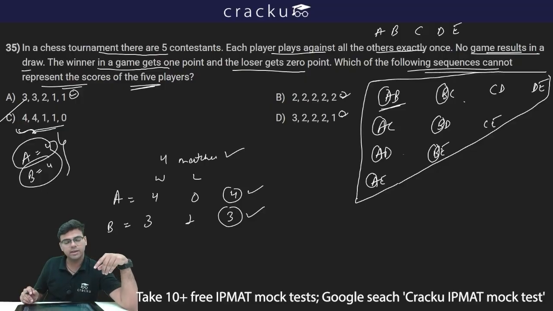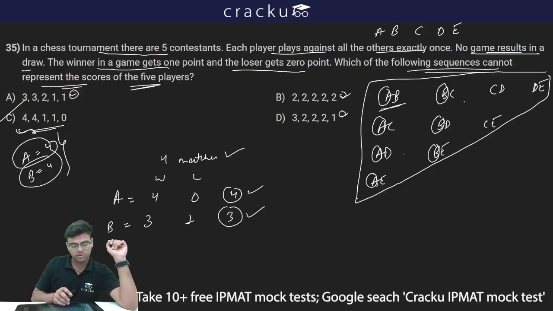The first, option A, option B and option D are the scenarios which are possible, but option C is a scenario which is never possible. 2 teams cannot win 4 points. 1 team at max can win 4 points, and if it has won 4 points, the second maximum can be 3. It cannot be 4. So therefore I can say option C will be the correct answer.